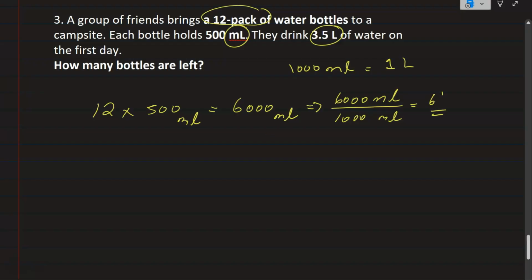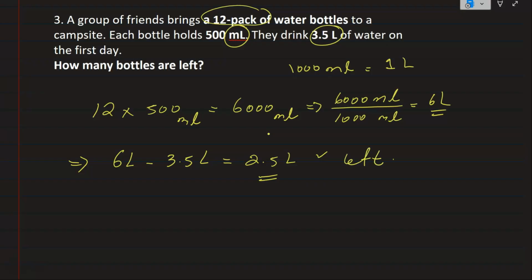So now that we have 6 liters, they drank 3.5 liters. So now we're going to find out how much is left. So 6 liters, subtract away 3.5 liters, you will end up getting 2.5 liters left.